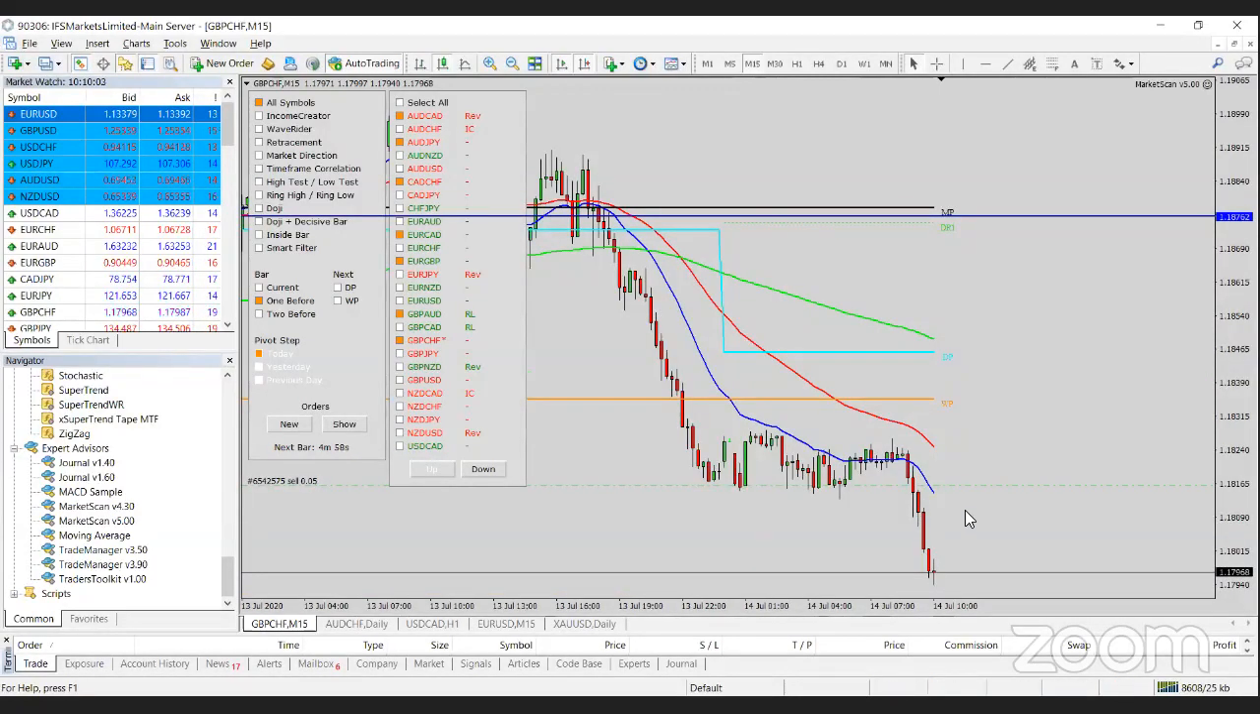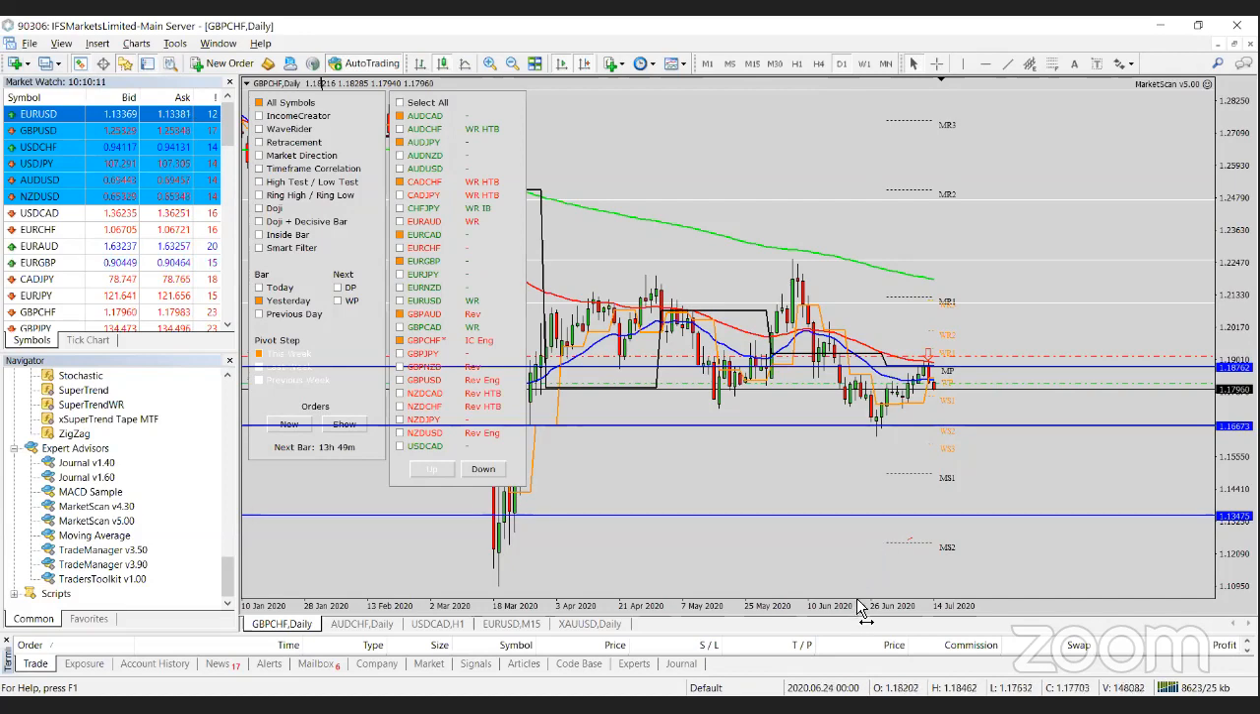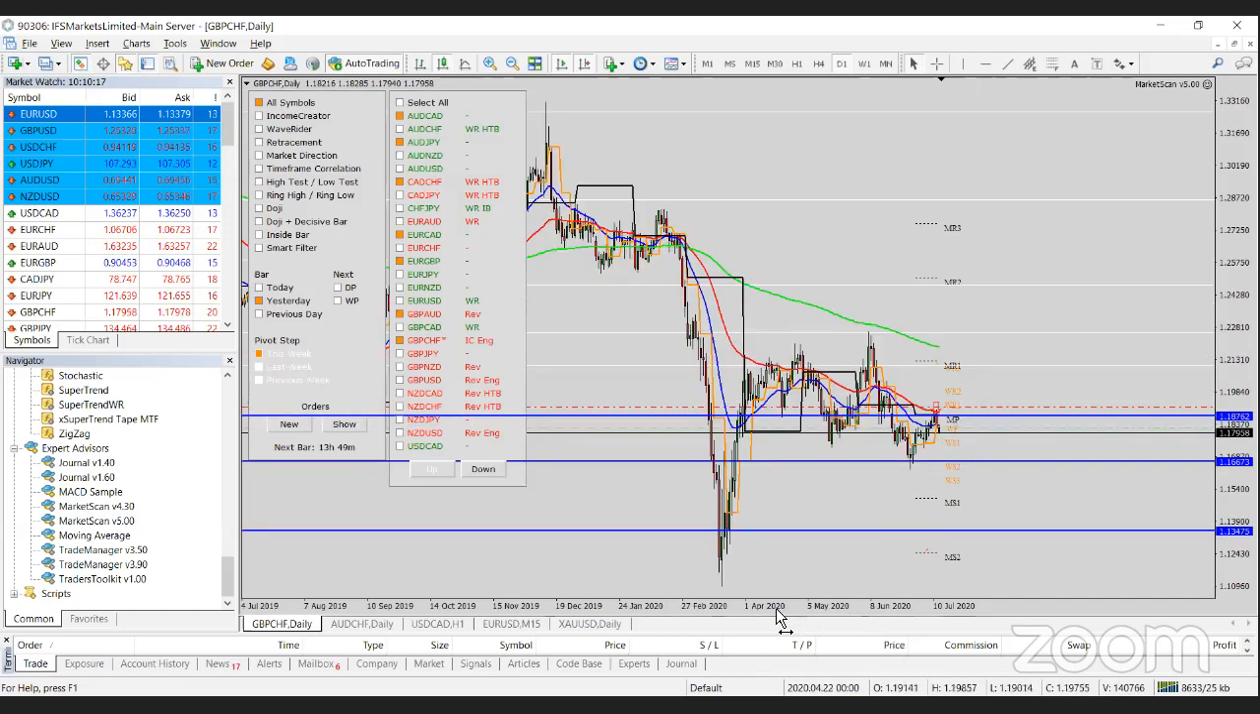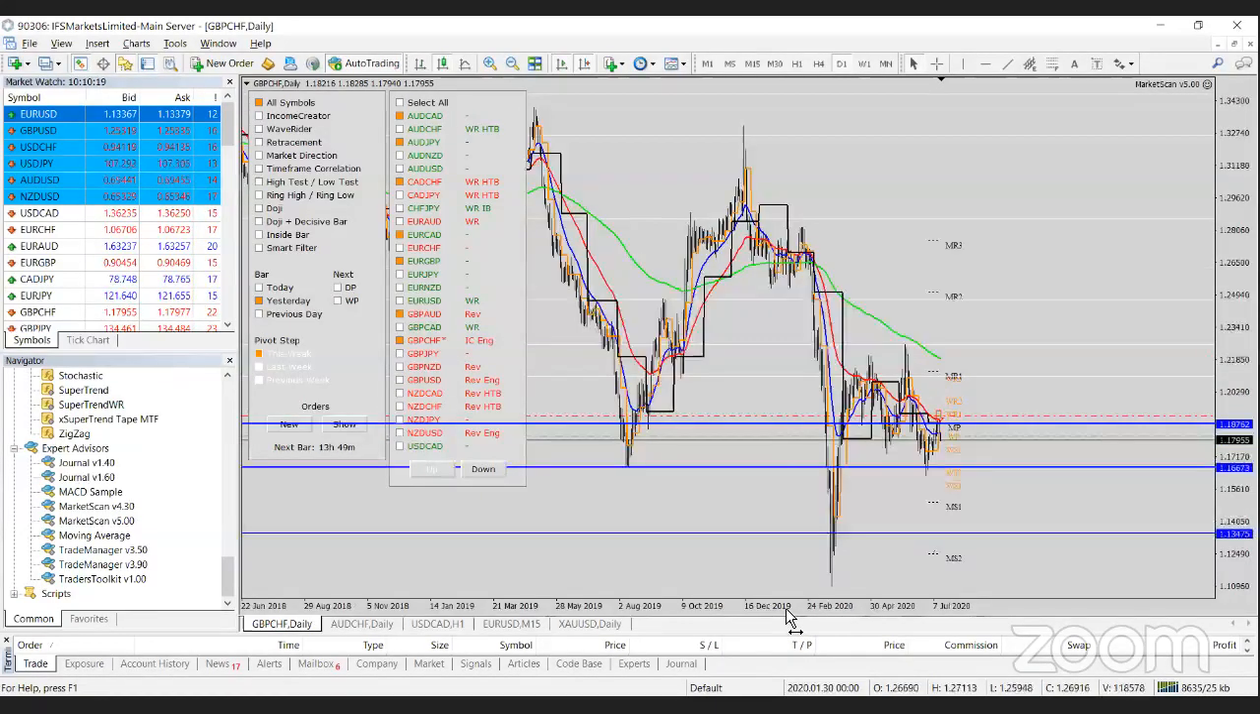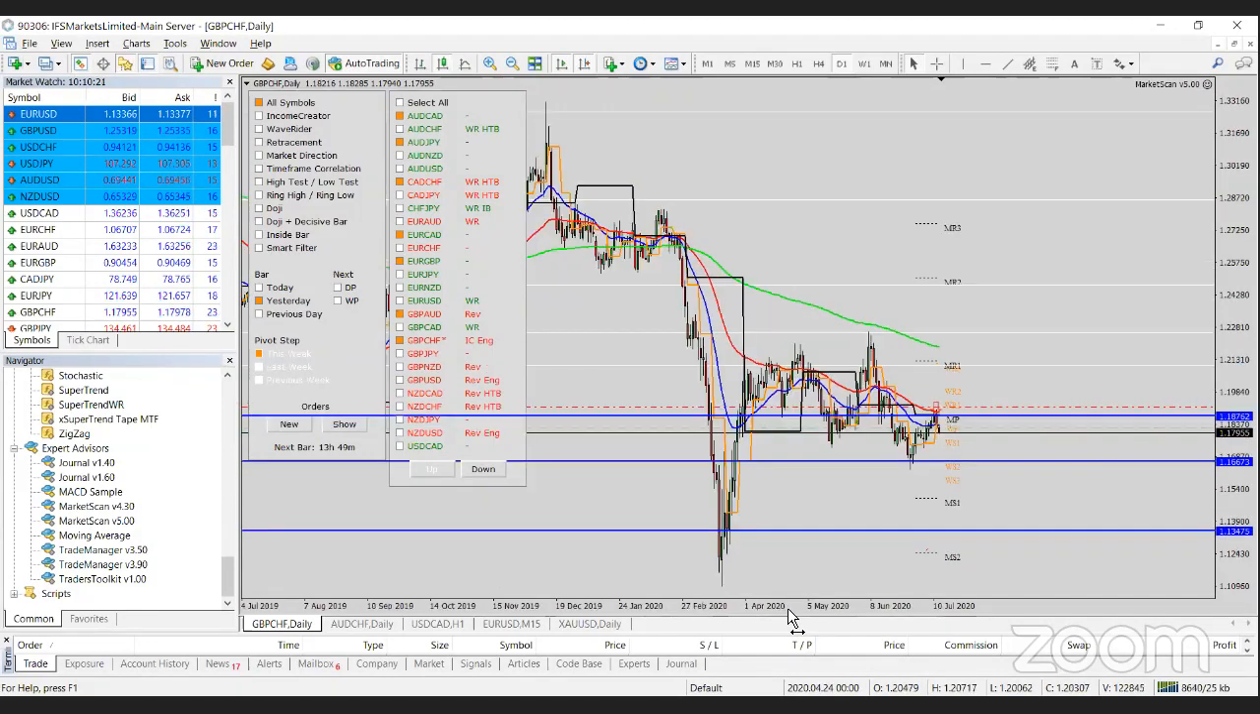So I'd love to see price come back to around that level, and then I'd be looking for a short opportunity. And in terms of targeting, I really can go back up to the daily time frame. There isn't a huge amount of support in the way. The main level that I'm looking at is this level down here that I've marked in blue.